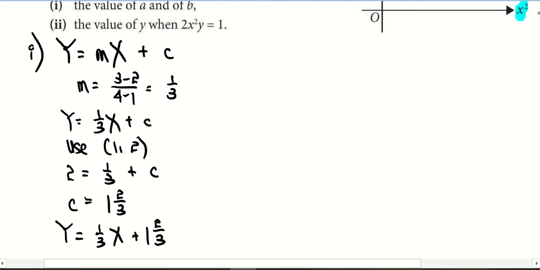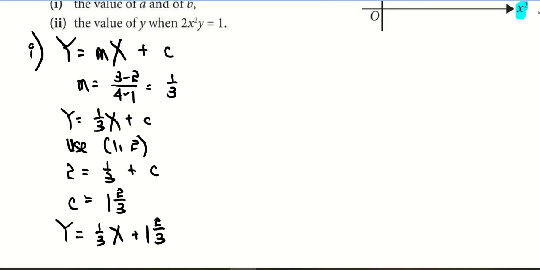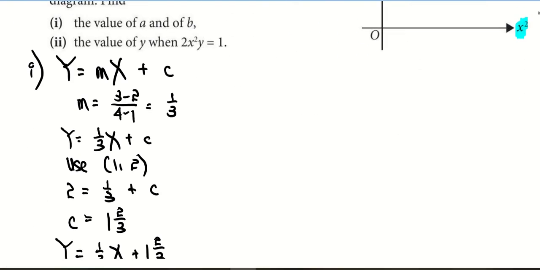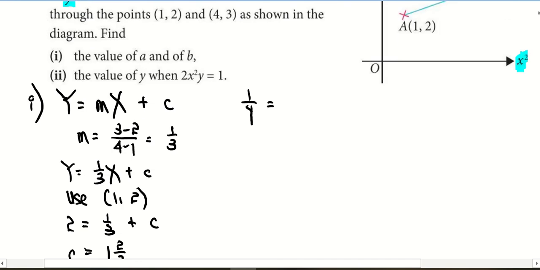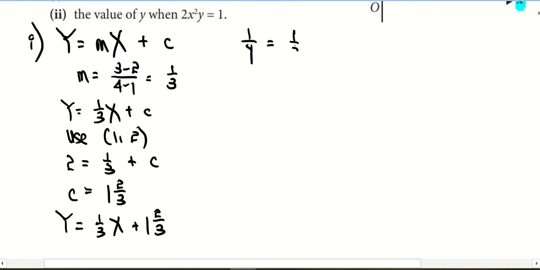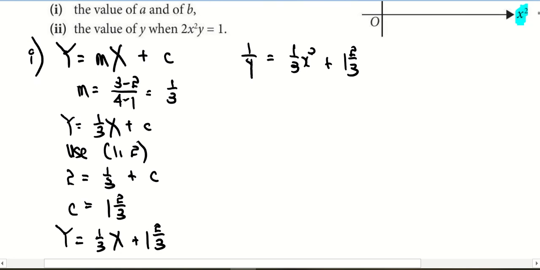But look at the graph. What is big Y? 1 over Y. So I replace with 1 over Y. I'm going to do that now. So 1 over Y. What is big X? X squared. Okay, I have replaced my big X and big Y. So all the 3 steps are done already.